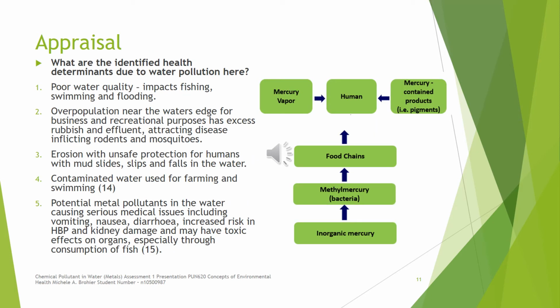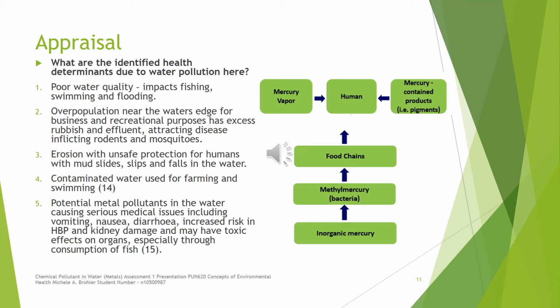The next part of the health impact assessment was appraisal. The health determinants identified due to metal pollutants in the estuary were poor water quality impacting fishing, swimming and flooding, overpopulation near the water's edge for businesses and recreational purposes, excess rubbish and effluent attracting disease, erosion with unsafe protection for humans like mudslides, slips and falls into the water, and contaminated water used for farming and swimming.